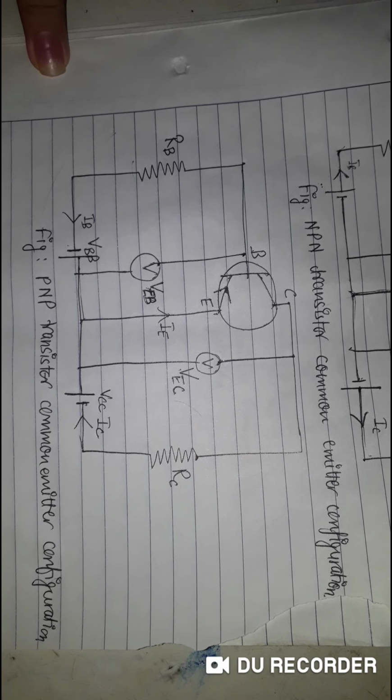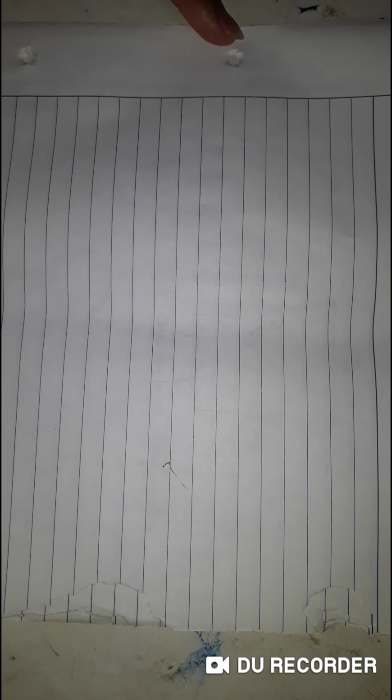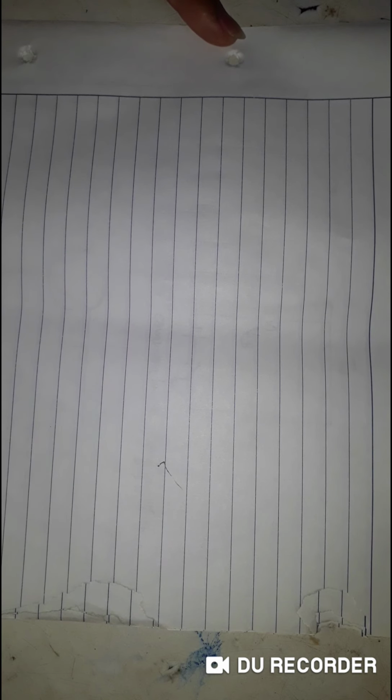So here you see. Now that we've completed both common base configuration and common emitter configuration on both NPN and PNP transistor, the only thing we're left with is common collector configuration. There's a slight difference in this figure, so you better watch it and listen to it carefully.